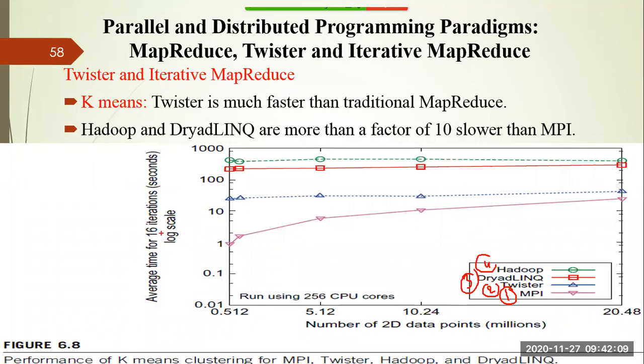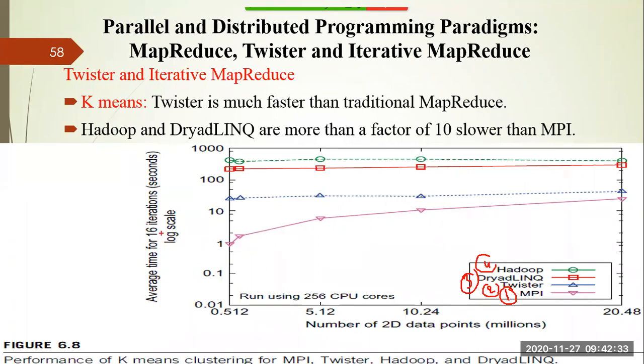And Twister distinguishes the static data which is never reloaded, because static data will never be loaded, but dynamic data is changing every time. So Twister is able to distinguish the static data which is never reloaded from the dynamic delta flow that is communicated. That is the advantage of Twister.